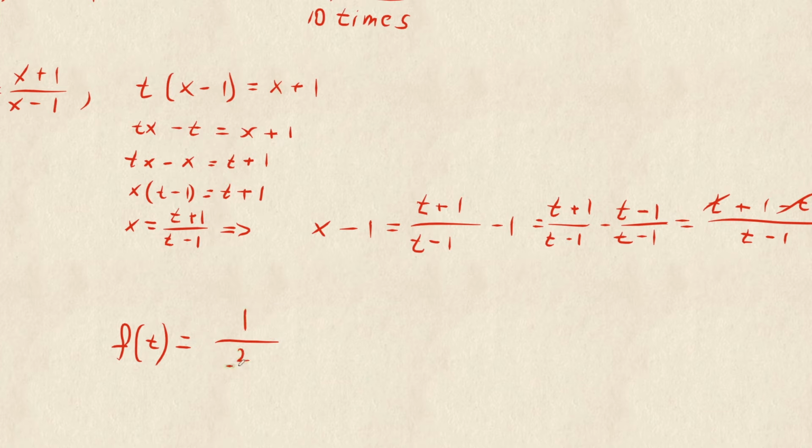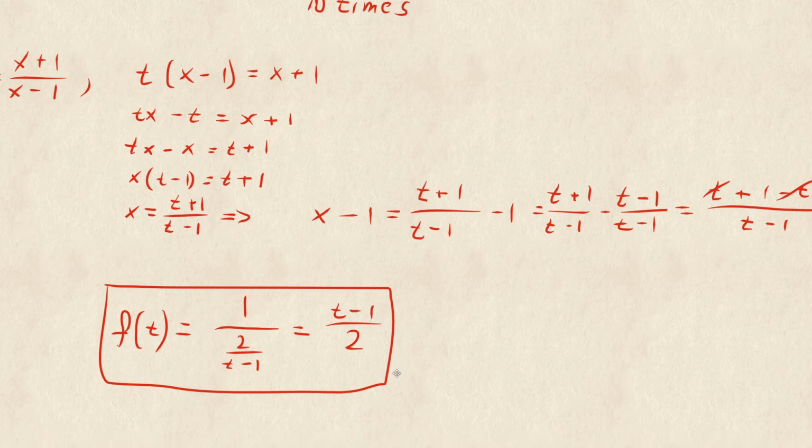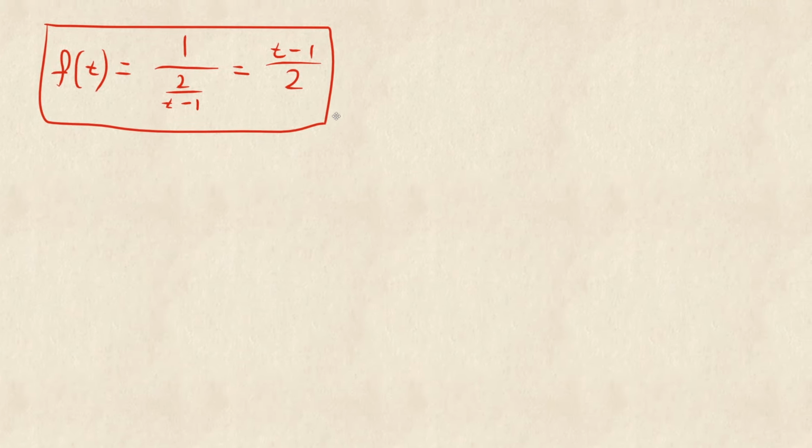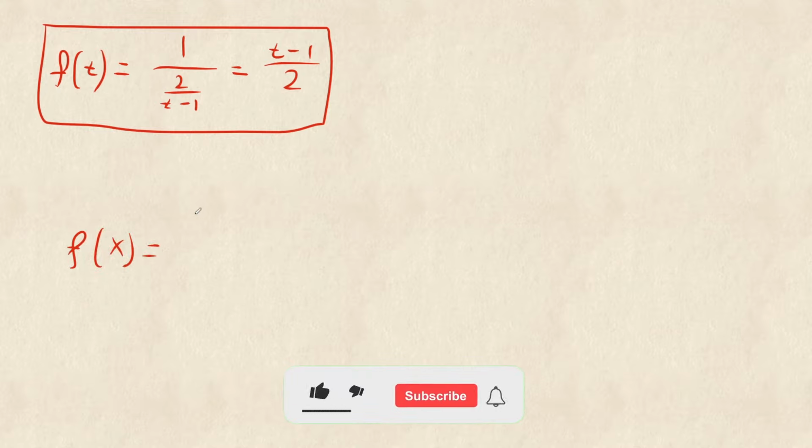So our f of t would be equal to 1, and then we replace x minus 1 with our expression, which is 2 over t minus 1. Now let's simplify this expression a little bit. So we have t minus 1 over 2. So f of t is our original function that we will use right now to find our g of x. Let's go back to our original notation f of x, and let's write down that our f of x is equal to x minus 1 over 2.